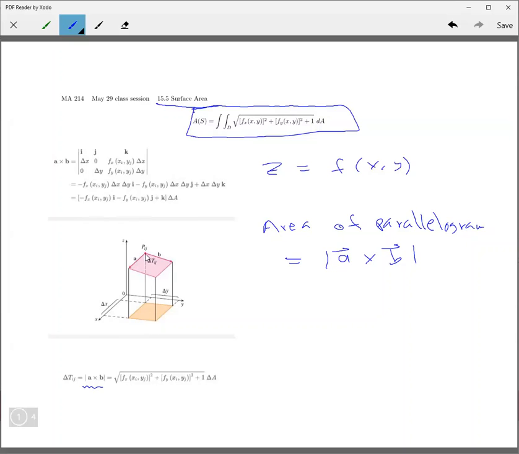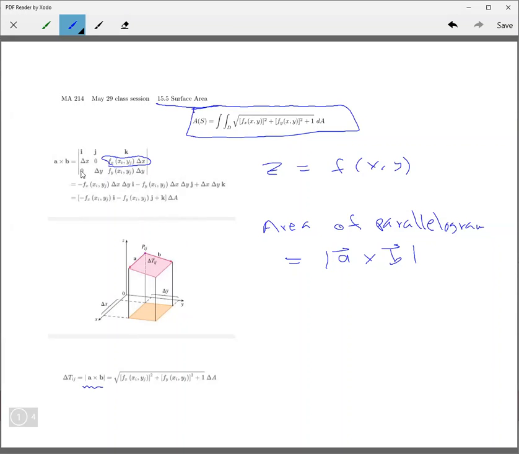Now, if this is a point right here, then this vector pointing in the x direction is not going to be parallel to this one. It's going to be slightly tilted, but the tilt is going to depend on this. This right here is delta x. So this one also has delta x in the x direction, but in the z direction it's going to be the partial with respect to x, so along this x here is the partial of f with respect to x times delta x. So the a vector is delta x, 0, partial of f with respect to x times delta x. Likewise, the b vector is 0, delta y, partial of f with respect to y times delta y.